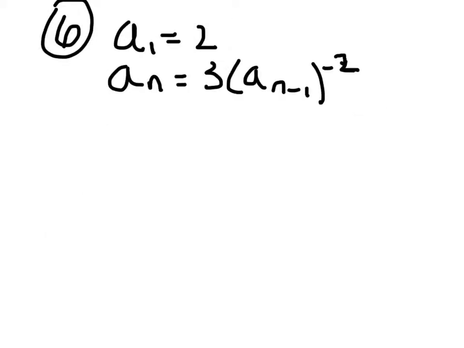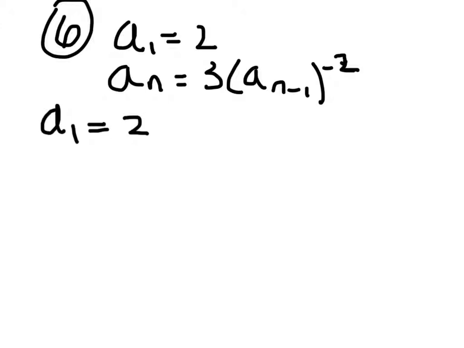Question 6. Use the recursive sequence defined to express the next 3 terms as fractions reduced in lowest terms. Well, we know the value of the first term is 2. According to this rule, to find the value of a term, we take the value of the term that comes before it, raise it to the power of -2, and then multiply it by 3.